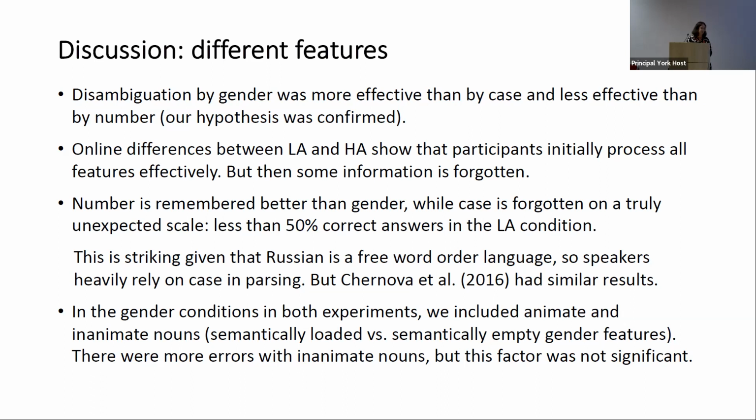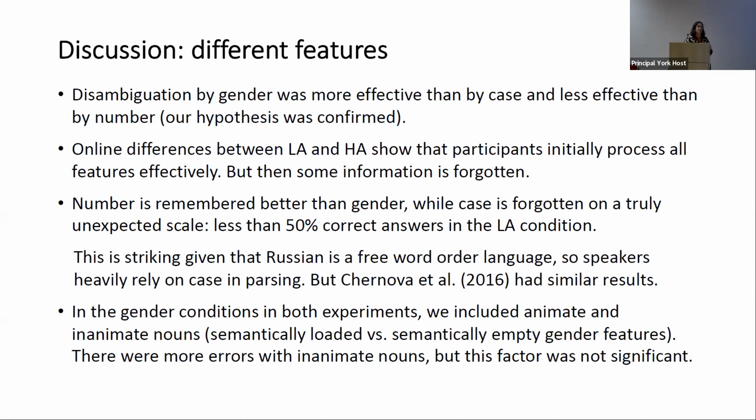Number is remembered better than gender, while case is forgotten on a truly unexpected scale. This is striking, given that Russian is a free word order language, so speakers, generally speaking, heavily rely on case in parsing. But Chernova, myself, and colleagues had similar results in terms of case, also lots of mistakes.